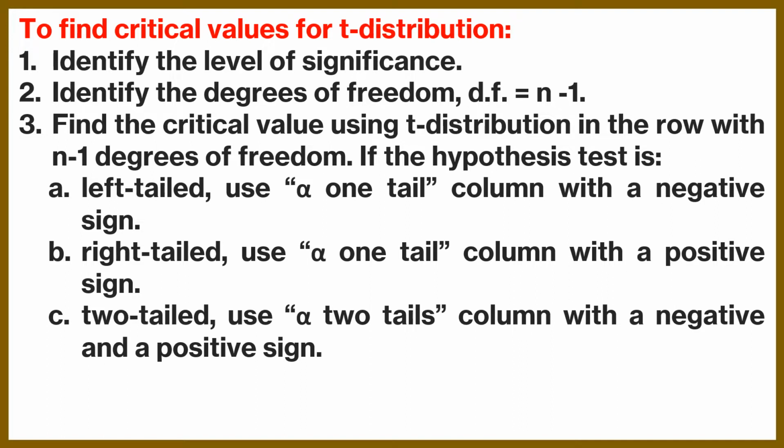Okay, so kapag left and right tail, titingin lang tayo sa one tail column. Then kapag negative, left tail ang gagamitin, kapag positive, right tail. Or kapag left tail negative, kapag right tail positive yung gagamitin natin na critical value for T distribution. And then kapag two-tailed naman, tingin tayo sa two-tailed column. So ang magiging critical value na is positive and negative sign.